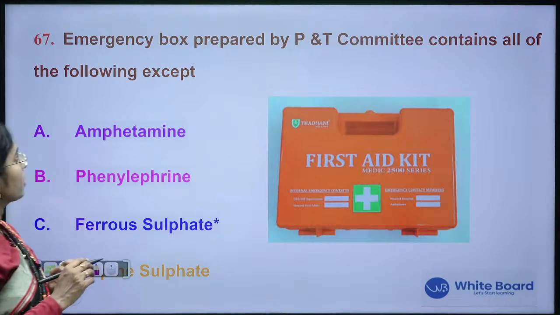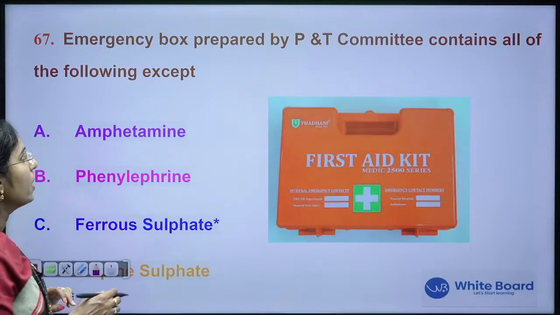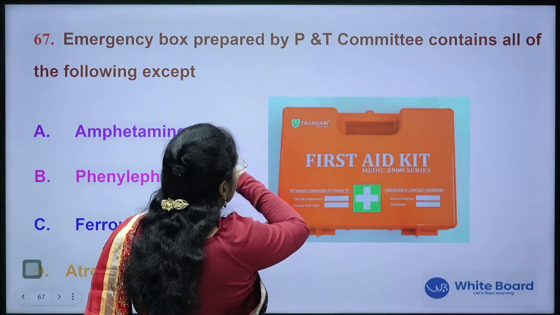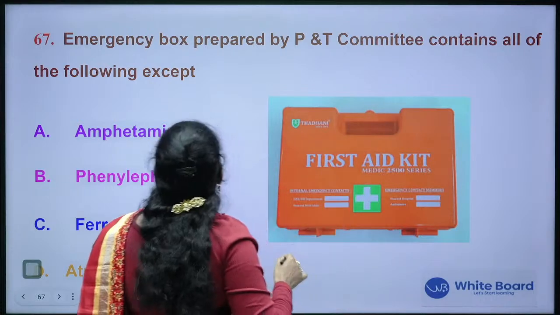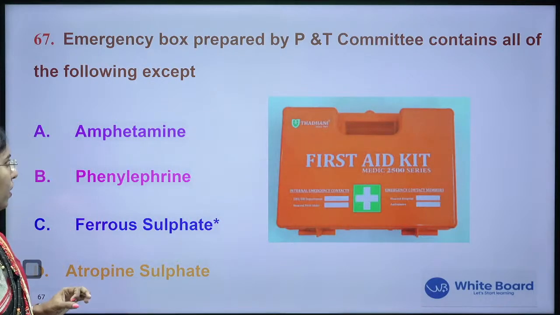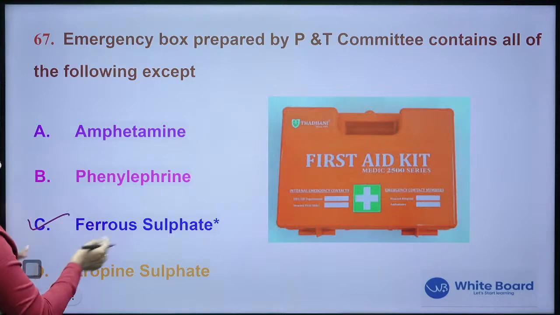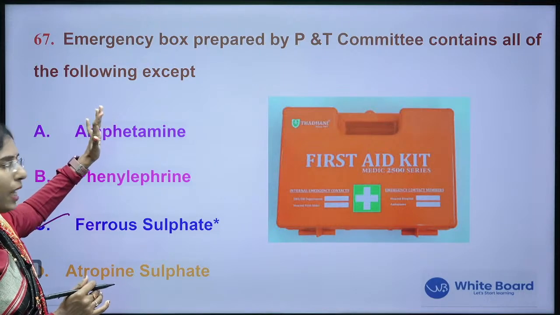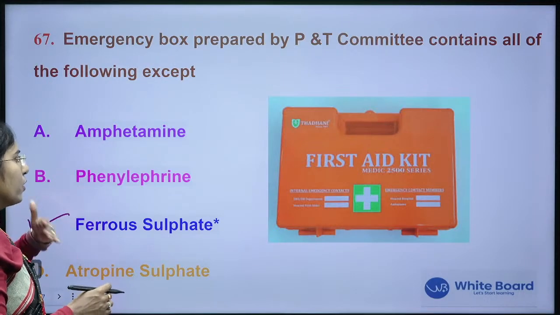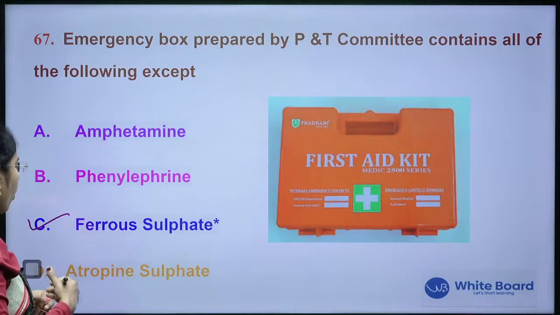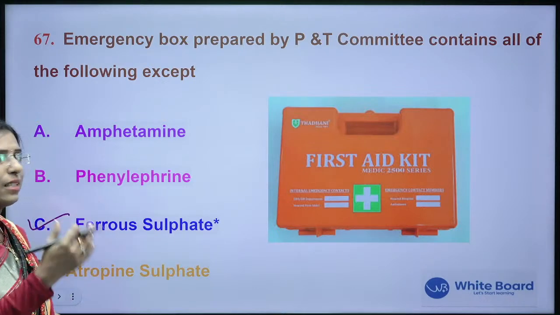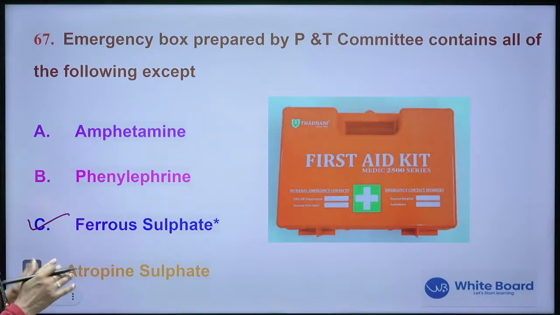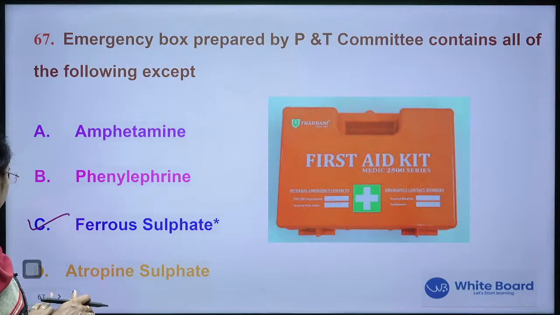Next, coming to the 67th question, the emergency box prepared by the P&T committee, the pharmaceutical and therapeutic committee, contains all of the following except ferrous sulfate. The emergency box will contain all of these. Amphetamine is used for narcolepsy, phenylephrine for breathing problems, and atropine sulfate for increasing the heart rate. So, these emergency medicines are included in the emergency box except ferrous sulfate.